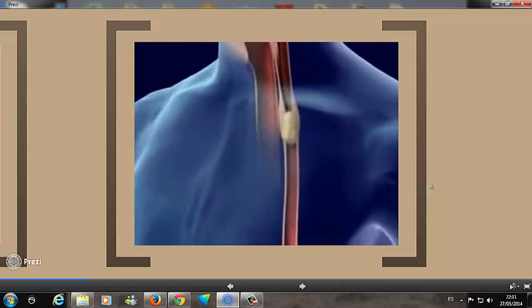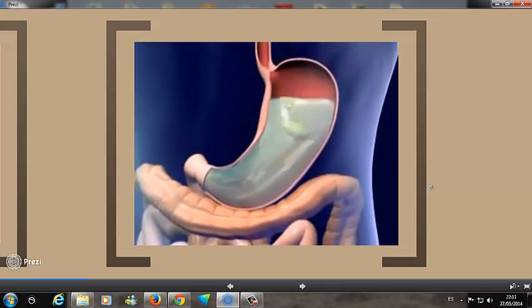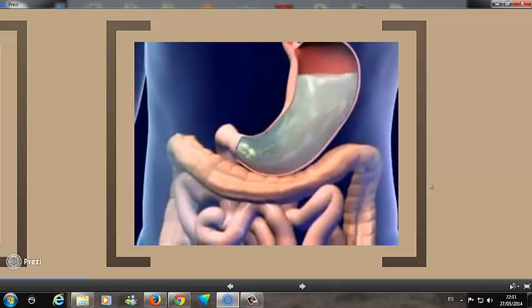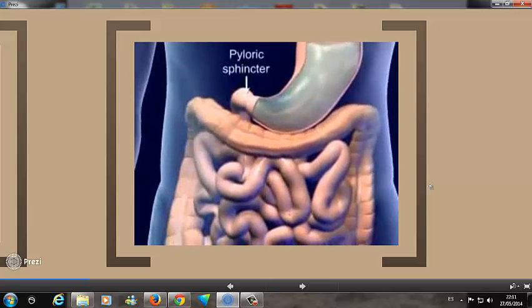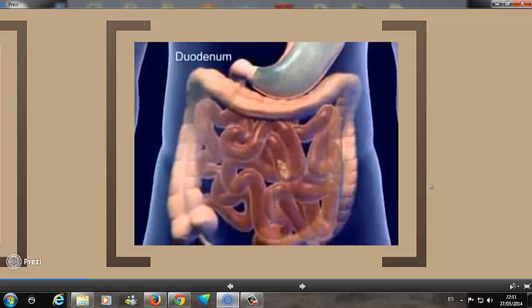Food goes from the pharynx to the esophagus. Food moves down the esophagus by peristalsis. The peristaltic wave reaches the esophageal sphincter and food enters the stomach. The unique muscular structure of the stomach breaks up the food into small pieces called chyme. Chyme exits through the pyloric sphincter into the duodenum of the small intestine.